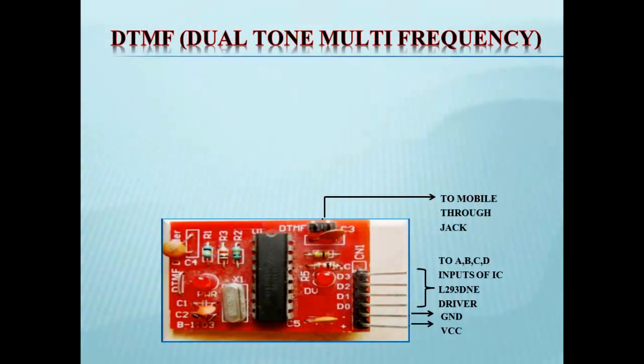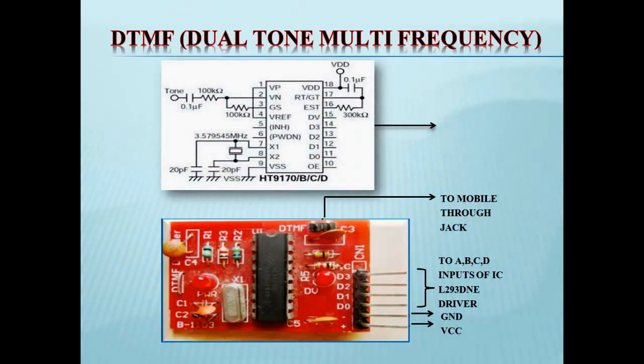DTMF. DTMF stands for Dual Tone Multi-Frequency. The DTMF decoder recognizes a sequence of DTMF tones from a standard keypad of the mobile phone. The circuit and module are as shown on the slide.